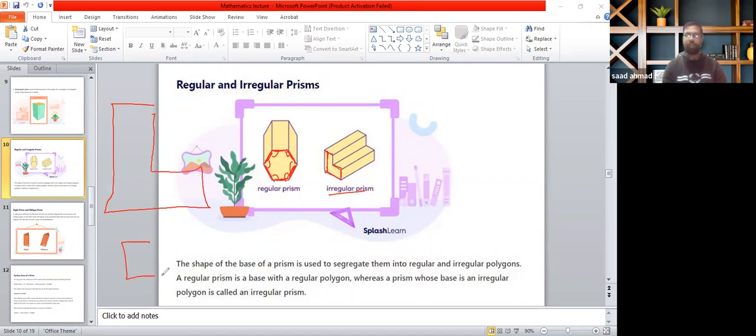But if we have something like a square, it's a regular shape. A triangle with all the side lengths equal is regular. A pentagon, or a hexagon like this, is regular. So these are the regular ones, in which all the side lengths are the same and the angles are the same. And the ones that are not the same are called irregular prisms.